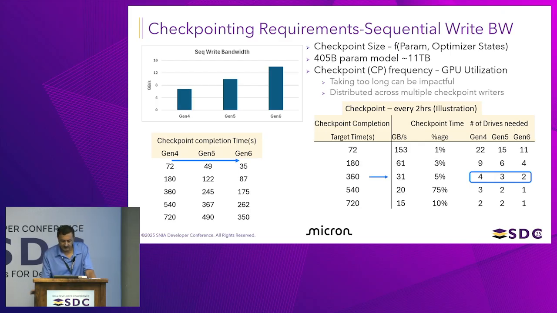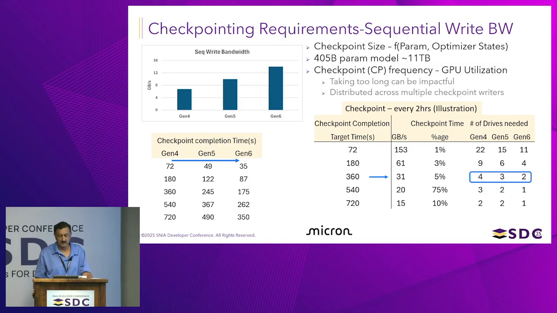So this is an example that we put together where the assumption here is, okay, we're checkpointing. This is just an illustration saying we're checkpointing every 2 hours. And if you look at a certain percentage of time you want to spend checkpointing, anywhere from 1% to 10%, how long does it take to complete the checkpoint? And therefore, what bandwidth do you need? And how can you service that with multiple PCIe SSDs?